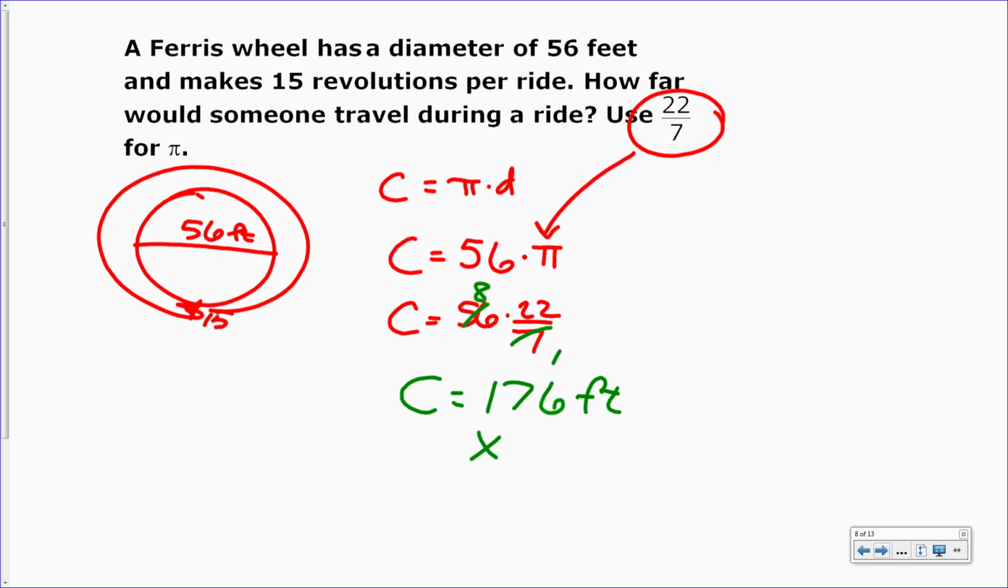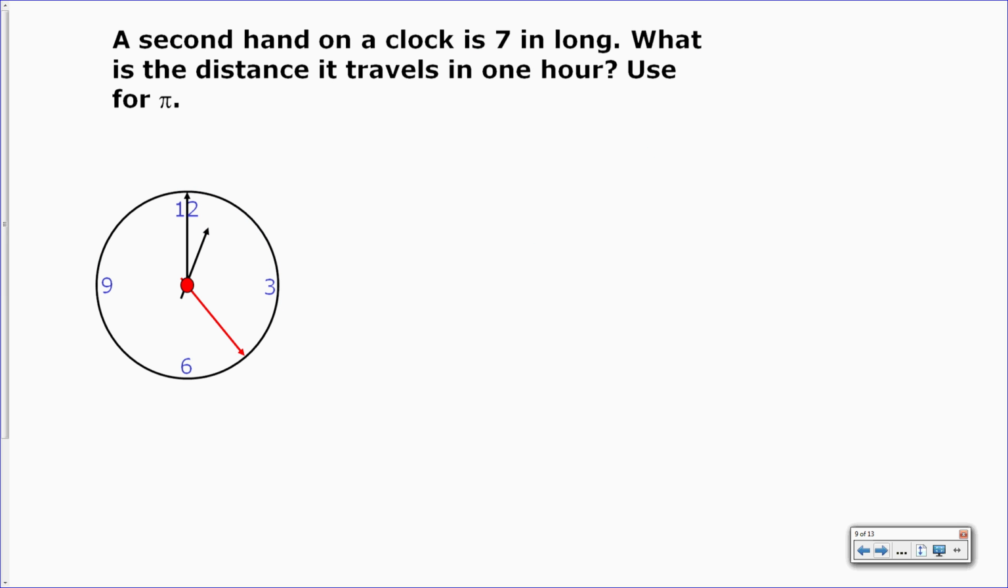Now that's one time around that a person would travel 176 feet, but we're going around 15 times, so you need to multiply that number by 15, and you would say that a person went 2,640 feet, which is about half a mile. So that's how we could find out how far someone went, knowing how many times they went around a Ferris wheel.